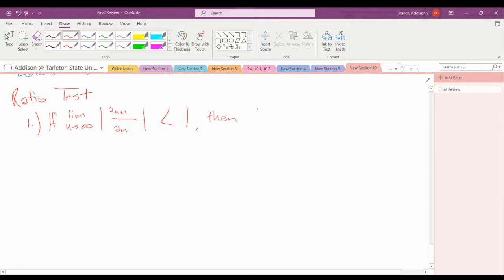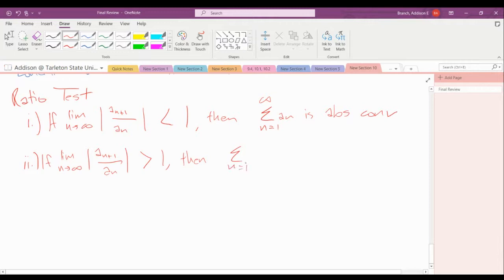then your series A is absolutely convergent. The second piece of this states that if the limit as n approaches infinity of a_(n+1) over a_n is greater than 1, then your series will diverge.